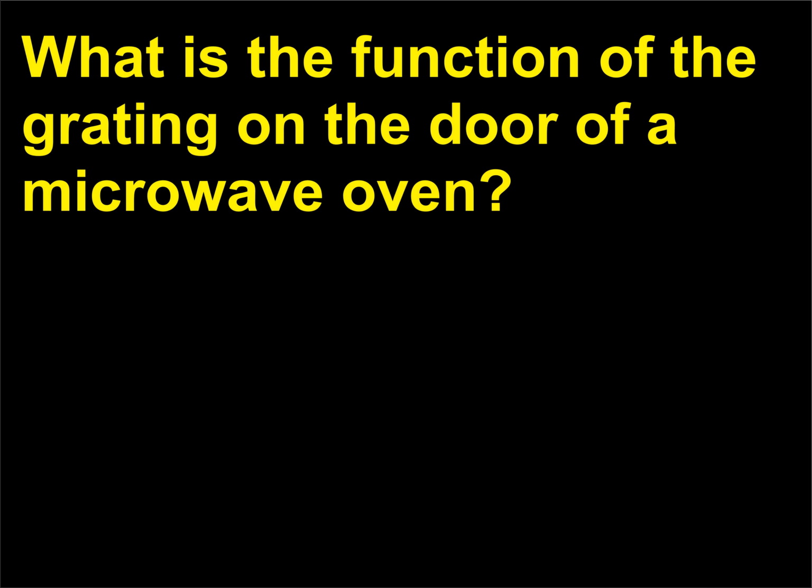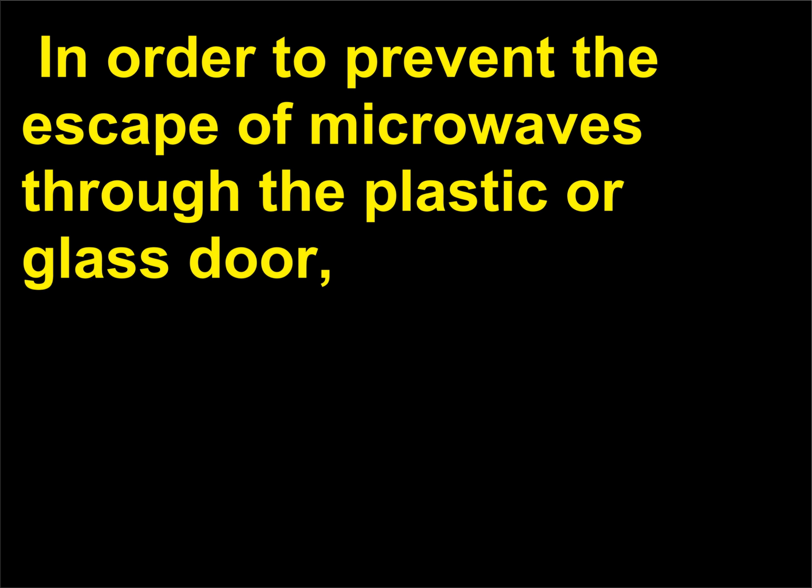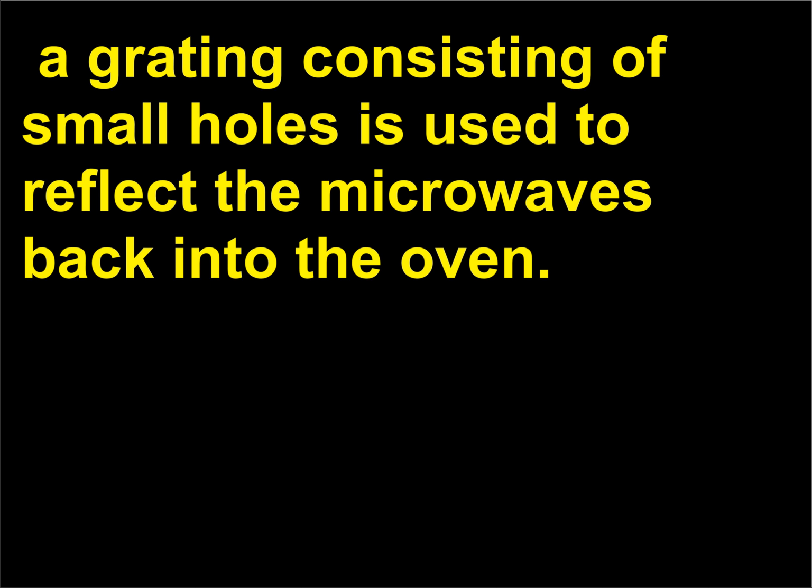What is the function of the grating on the door of a microwave oven? People using microwave ovens want to see the food cooking inside the oven, yet not be bombarded by potentially harmful microwaves. In order to prevent the escape of microwaves through the plastic or glass door, a grating consisting of small holes is used to reflect the microwaves back into the oven.